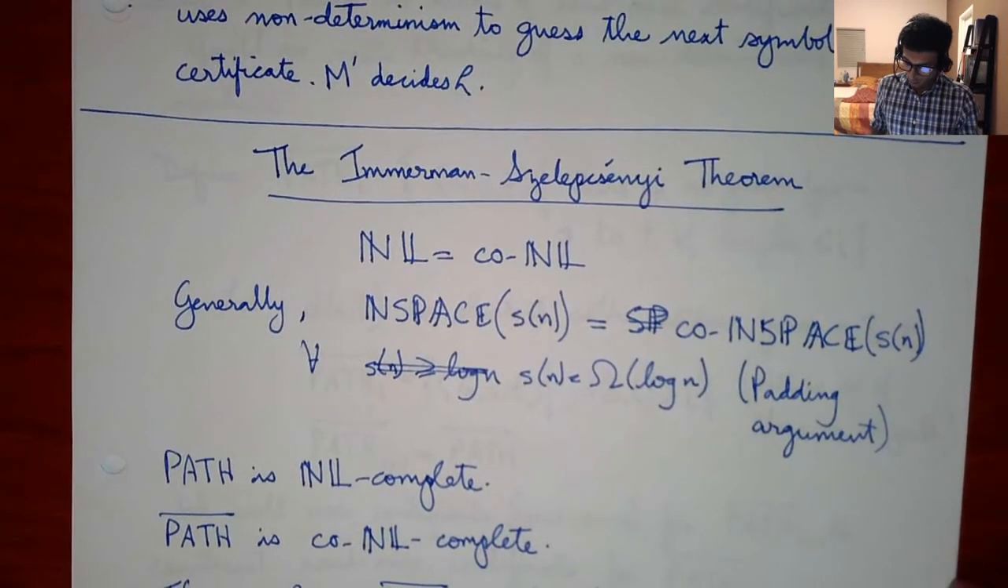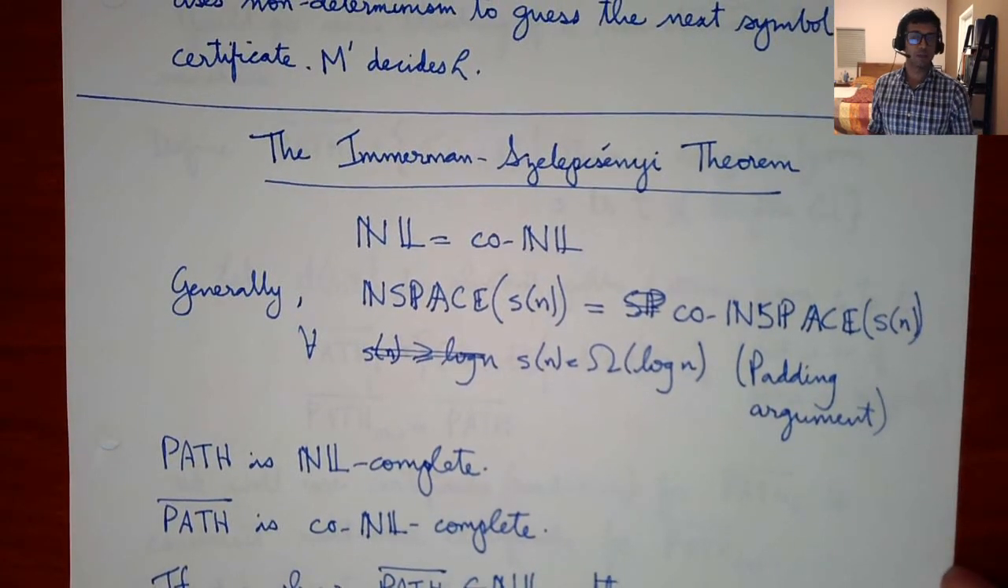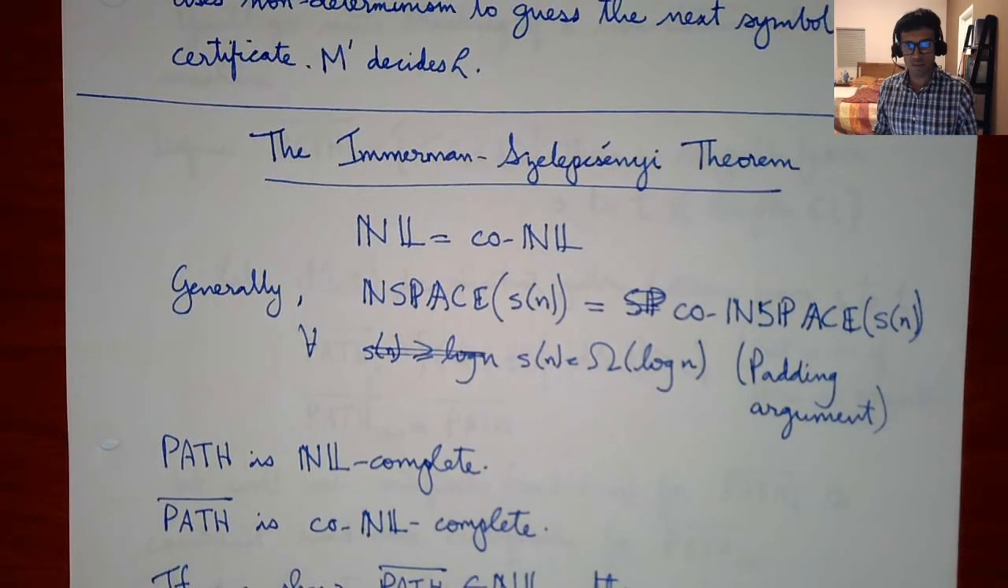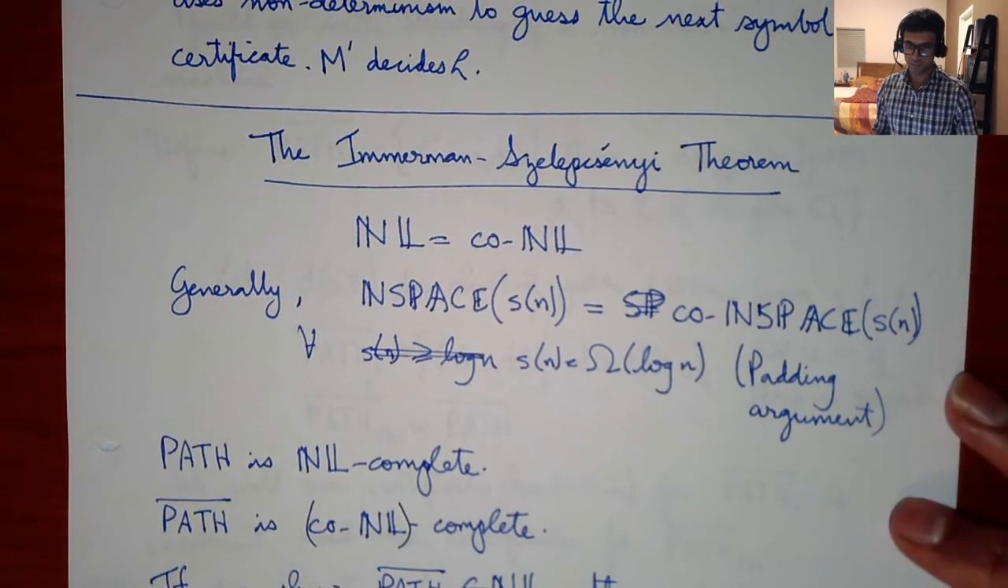Okay, so what we know is that the language path is NL complete. And therefore, path complement is co-NL complete. This was actually an exercise, a question in one of your homeworks, and the same argument works over here. Remember, it doesn't matter whether it's NL complete or co-NL complete, right? So let's say it's co-NL complete, which means that any language in co-NL can be reduced with a log space reduction to the complement of path.